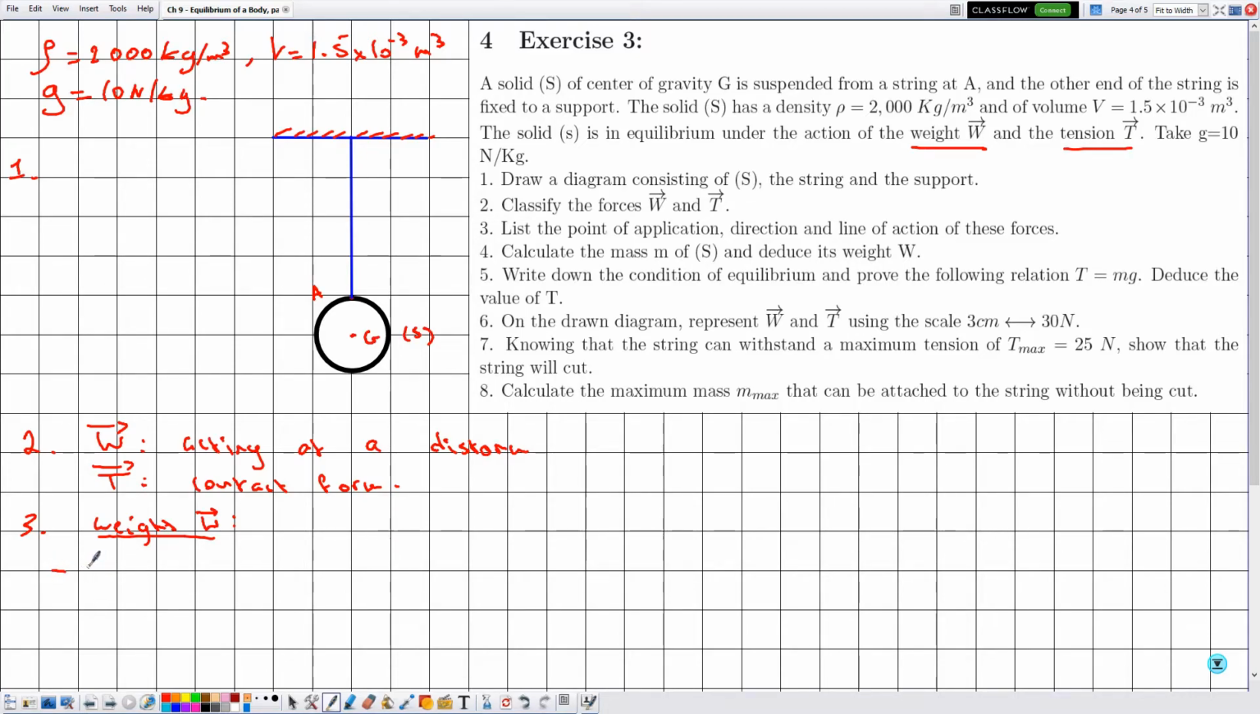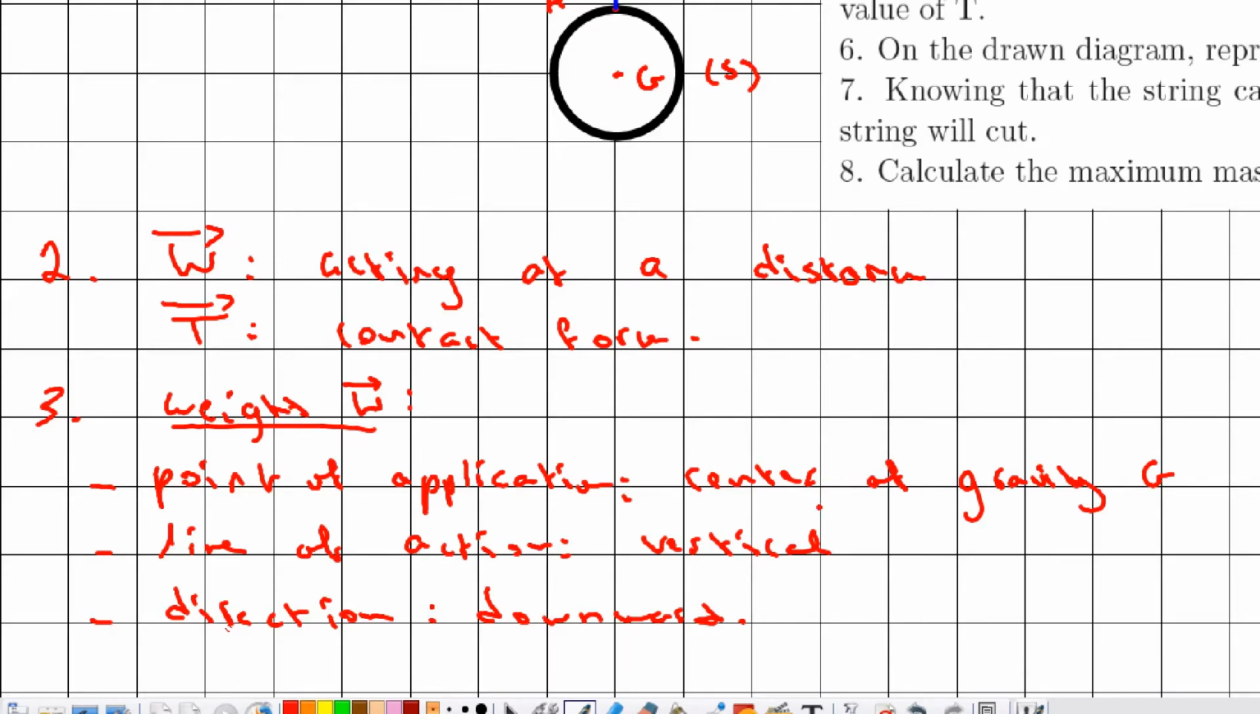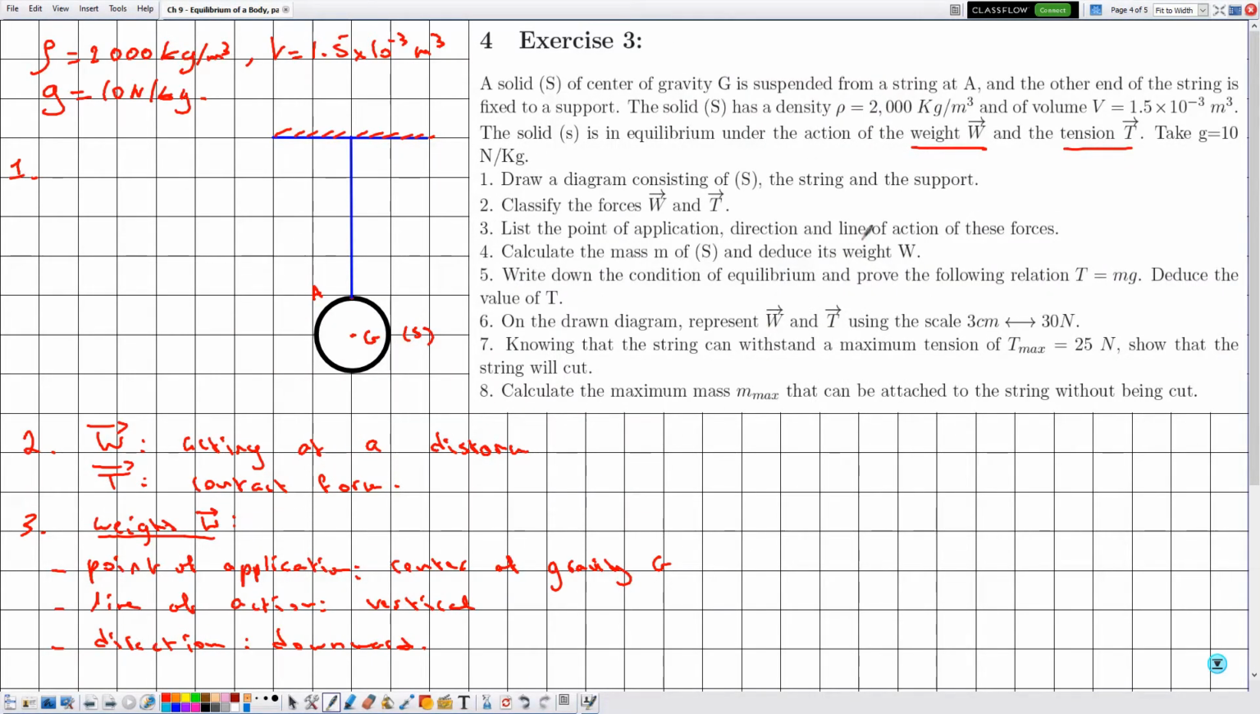So because this force is classified as a force acting from a distance, then the point of application will be the center of gravity G. Now the line of action is vertical and the direction is downward. So always the first 3 properties of the weight are always fixed like this. Now we need to determine the other properties of the tension.